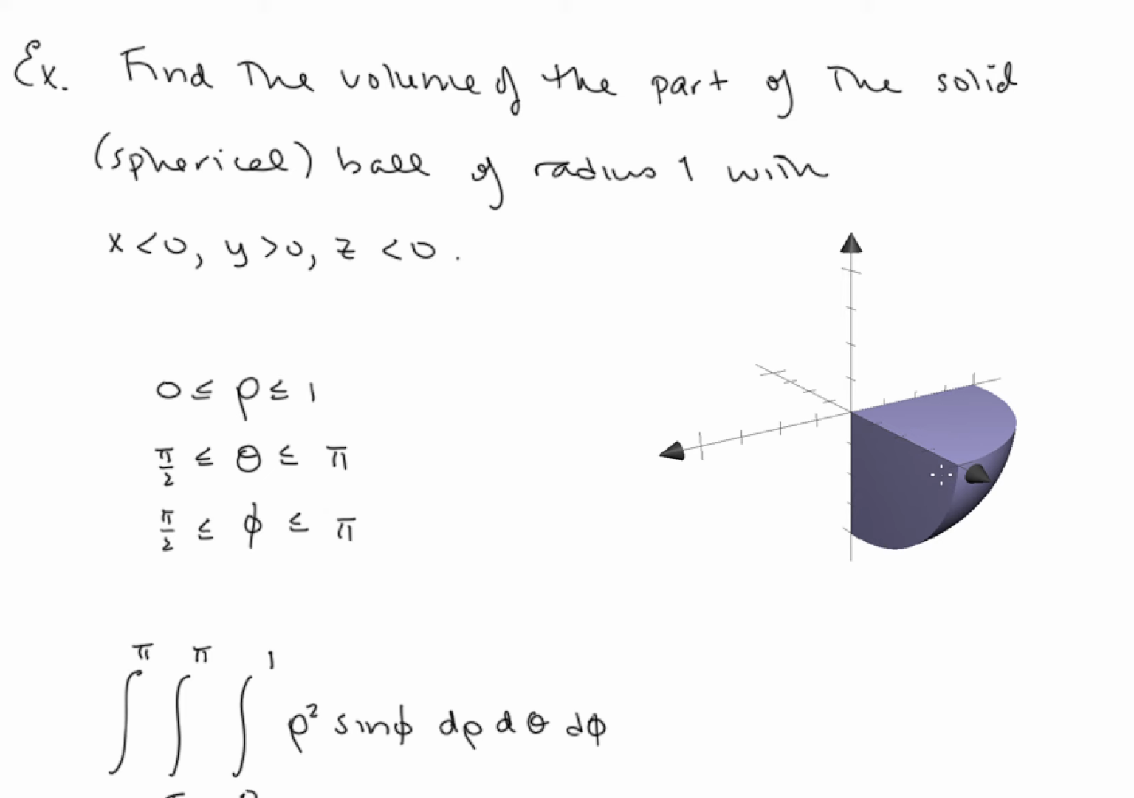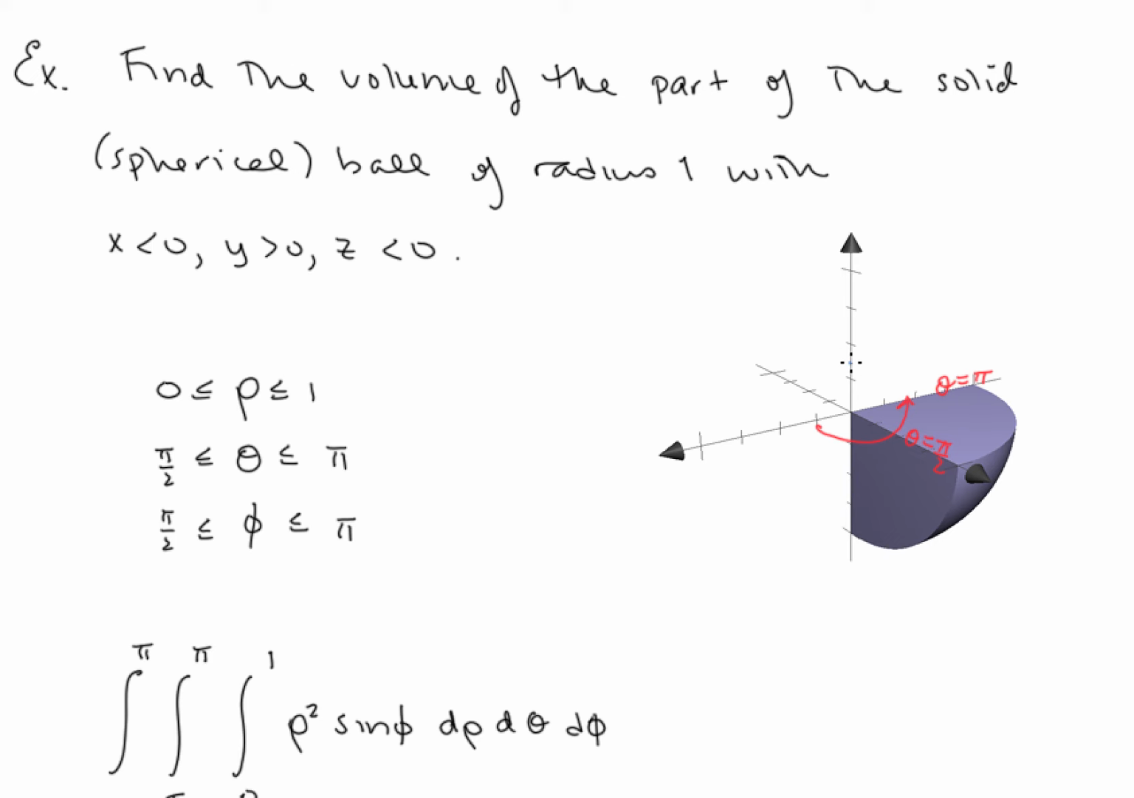Now because this is part of a sphere, we want to use spherical coordinates to describe our domain. So rho is going from 0 to 1. This is the sphere of radius 1. Theta is going from pi over 2 to pi, right? Theta is going around this way. So this is theta equals pi over 2, and this is theta equals pi. And phi goes from pi over 2 to pi.